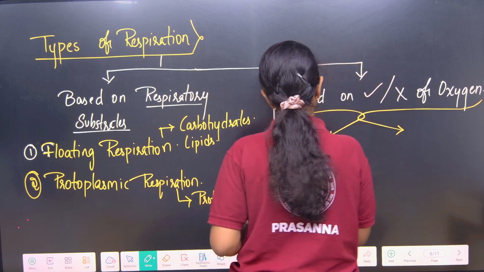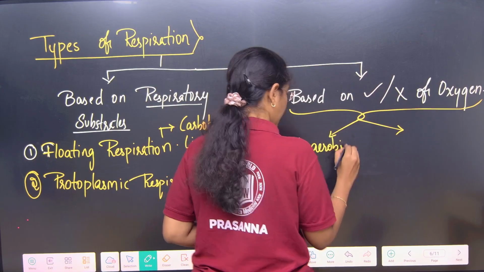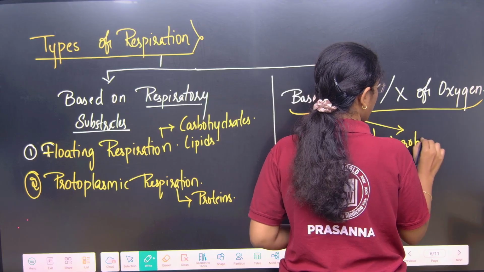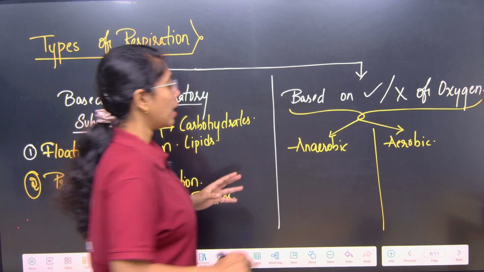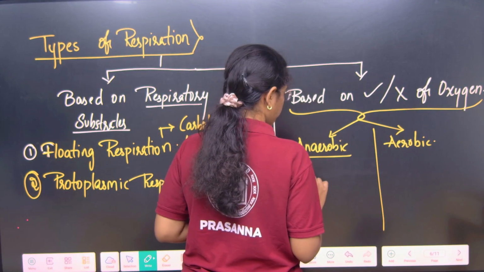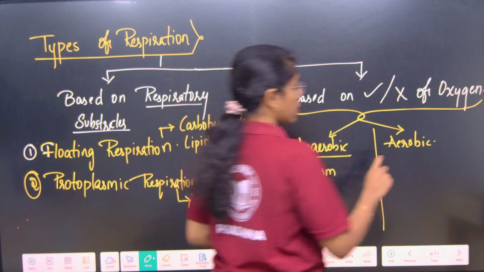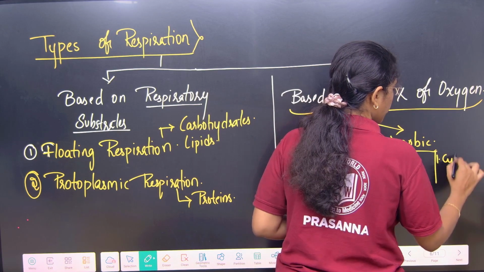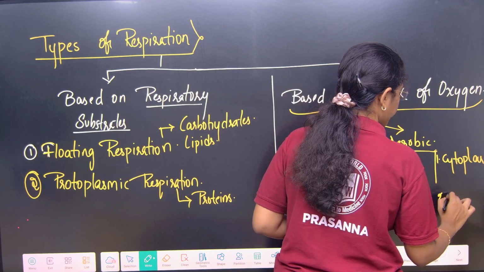Now, based on the presence or absence of oxygen, we have two types of respiration: anaerobic and aerobic respiration. Anaerobic respiration is completely operated in the cytoplasm itself. Whereas aerobic respiration occurs first in the cytoplasm and then in the mitochondria.